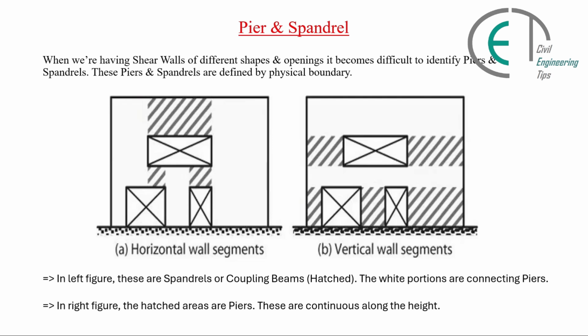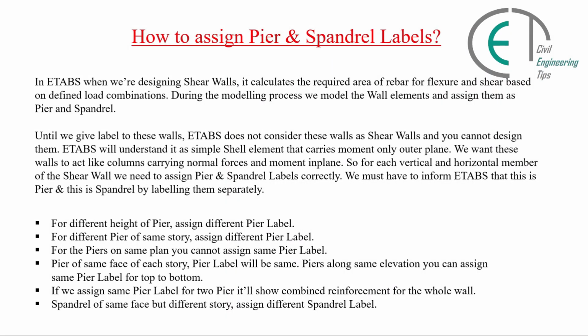In these figures, we will understand the definition of pier and spandrel more clearly. When we have shear walls of different shapes and openings, it becomes difficult to identify piers and spandrels. These piers and spandrels are defined by physical boundary. In the left figure, the hatched areas are spandrels or coupling beams. The white portions are connecting piers. In the right figure, the hatched areas are piers. These are continuous along the height. Now we will discuss how to assign pier and spandrel labels.